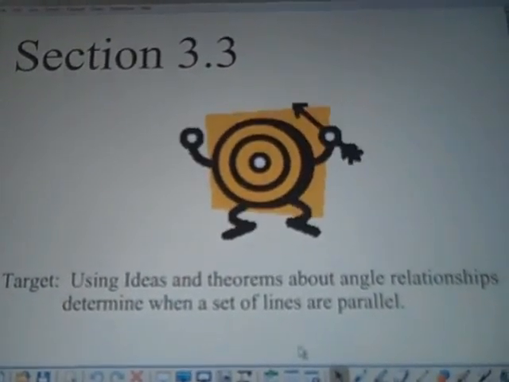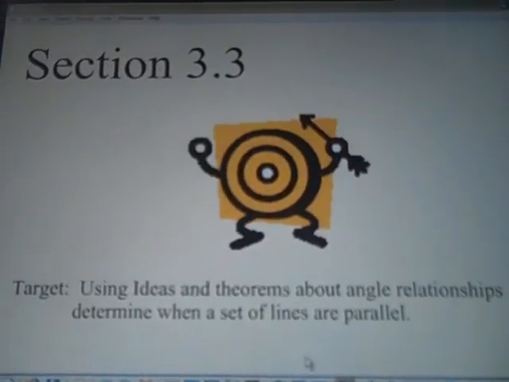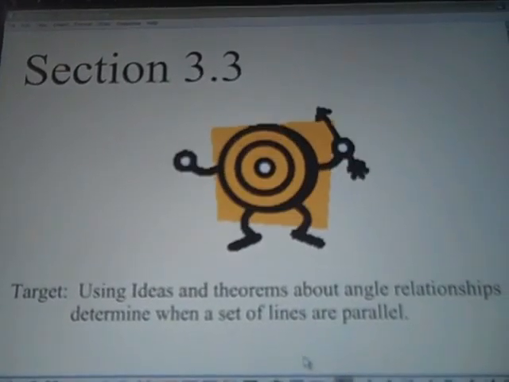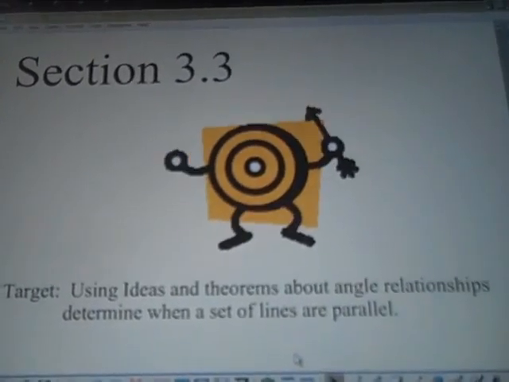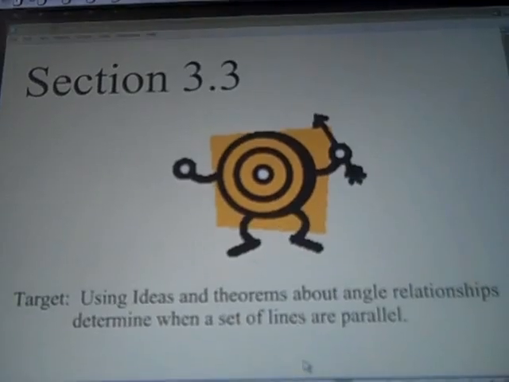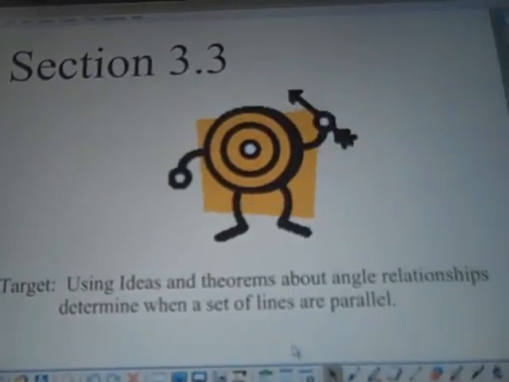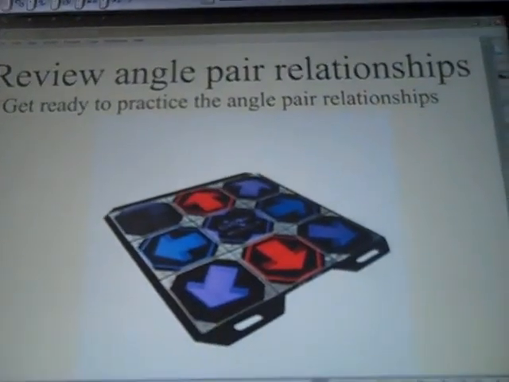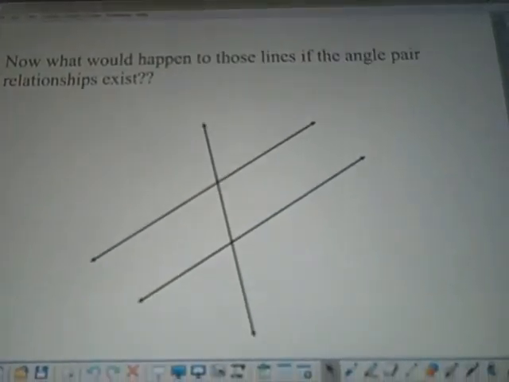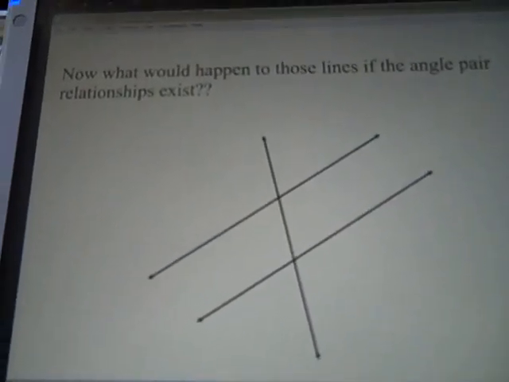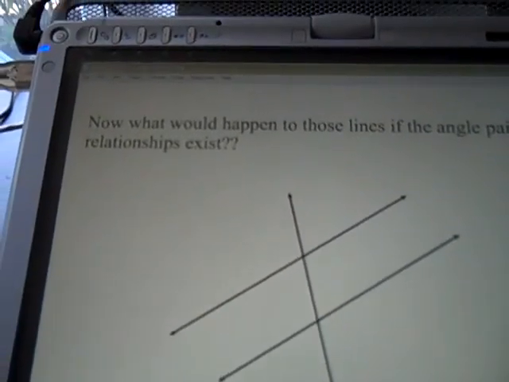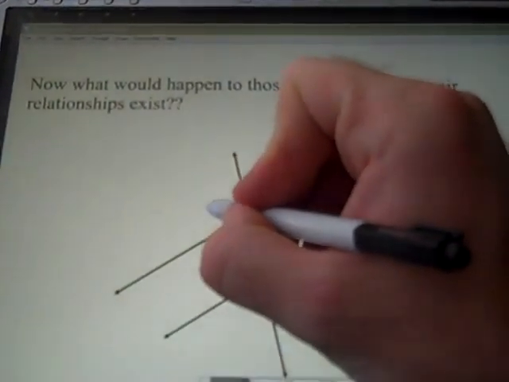Now, yesterday I had you working on figuring out what angles are congruent if the lines are parallel. Today, we're going to go the opposite way. How can you tell if the lines are parallel from the angles? So what would happen to those lines if the angle pair relationships exist? Meaning, what if you get a problem that looks like this?